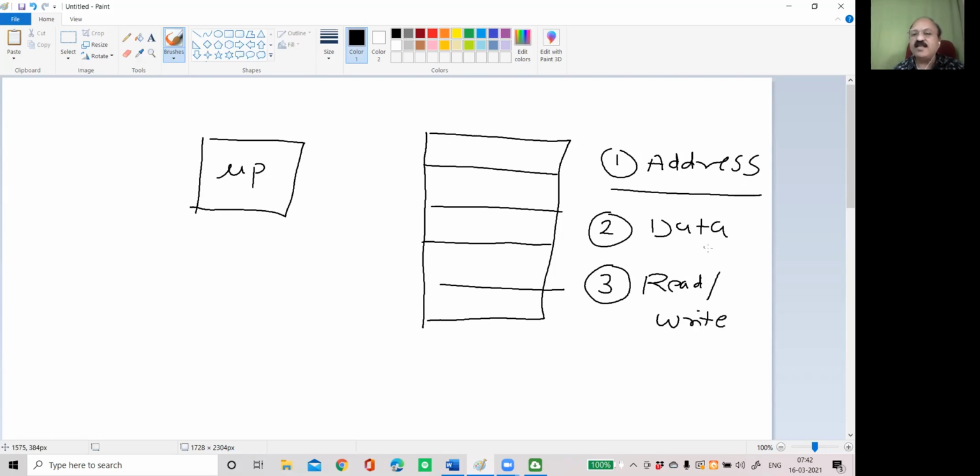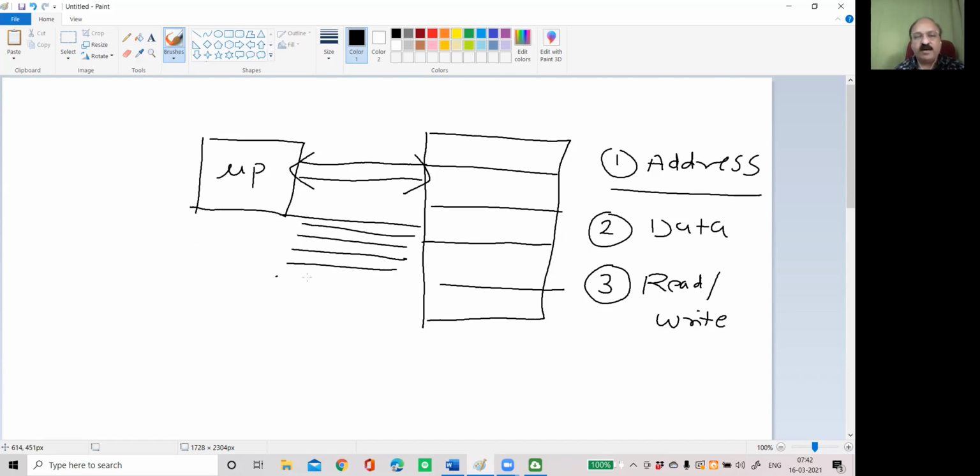Then who will carry this information? Will it come directly from memory to microprocessor without any connection? Do you think it comes from the air? Obviously not. There has to be a medium between these two, and this medium is nothing but a set of lines. Every bit will be carried on one signal, one wire.